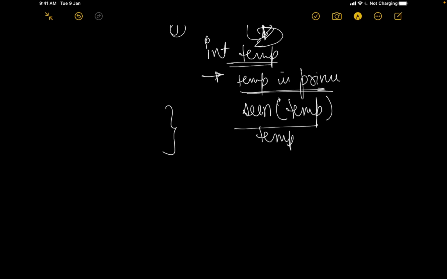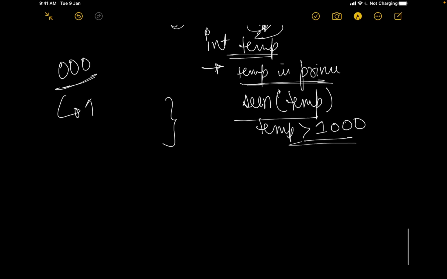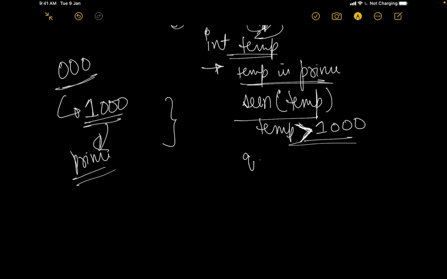Also, temp should be greater than 1000. The reason for this is that they have explicitly mentioned that there should not be any leading zeros, and that it should be a 4-digit number. The 4-digit minimum number is actually 1000, but 1000 itself isn't prime. So let's say we are going for any number that is above 1000. If that's the case, then we'll push it onto the queue.